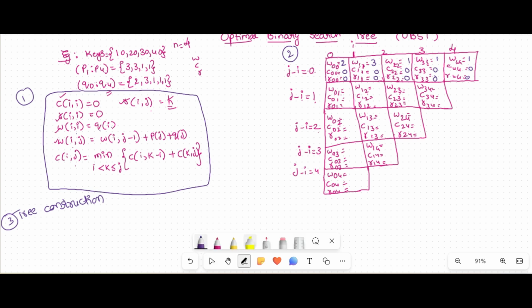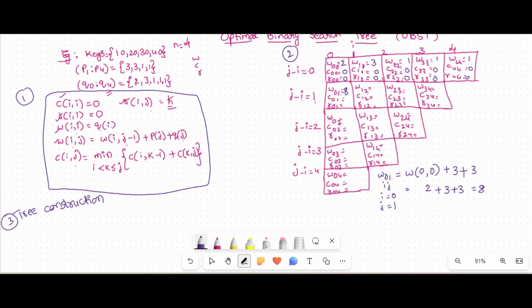Yeah, now we will calculate this W01. I and j are different, na? These formulas we have to use. So now see, here I will write W01. W01 is W of i, j minus 1, where j is 1, j minus 1 is 0, plus P of j. Here i equal to 0, j equal to 1. P of j means P of 1. What is P of 1? P1 is 3. Plus, next, Q1. What is Q1? It is 3. What is W00? W00 already we calculated. It is 2 plus 3 plus 3, which is nothing but 8. So W01 is 8.